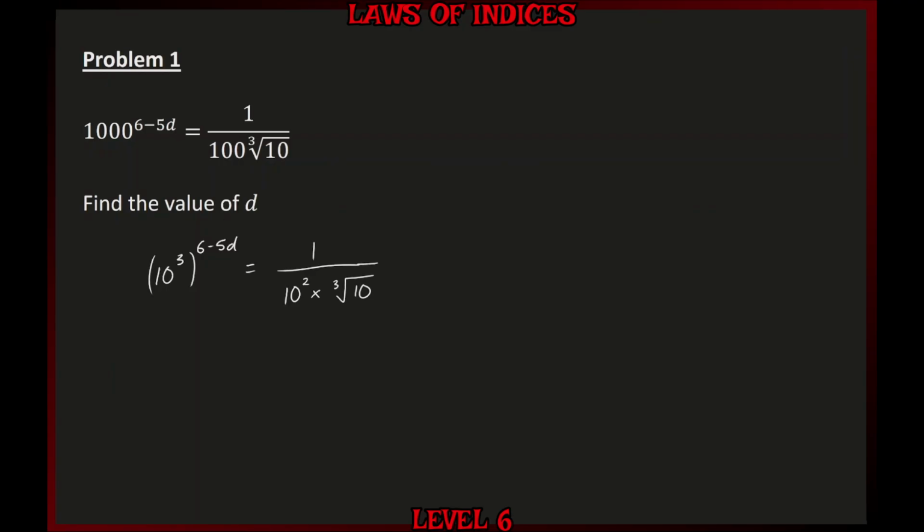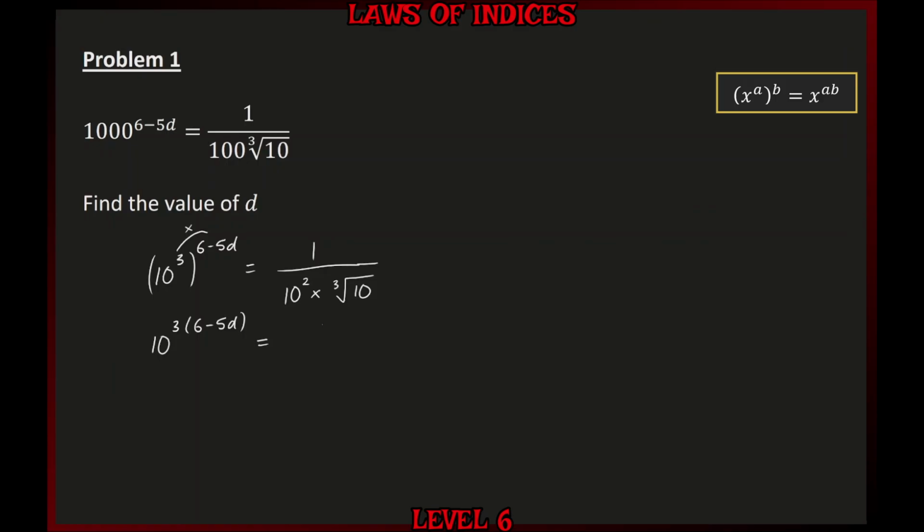Now going back to the left hand side, we can see that we're raising a power to another power. So we can use this law, which tells us that we need to multiply the powers together. So the left hand side of this equation becomes 10 to the power of 3 multiplied by 6 minus 5d.